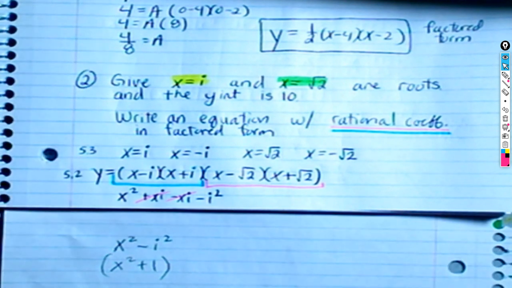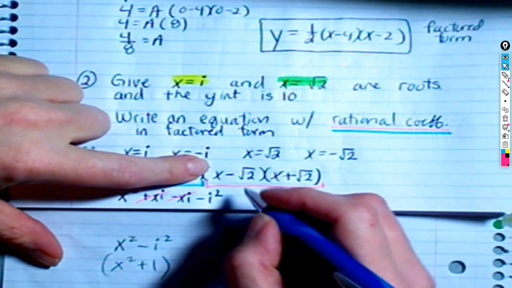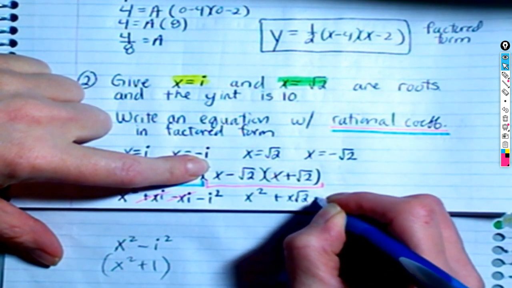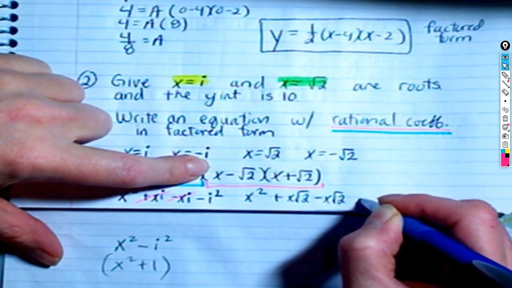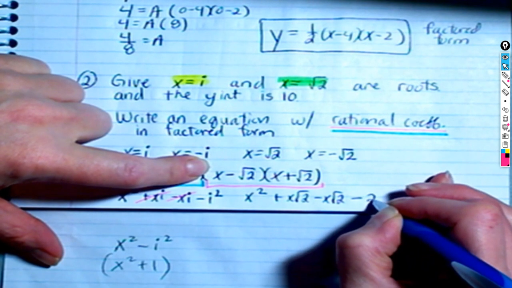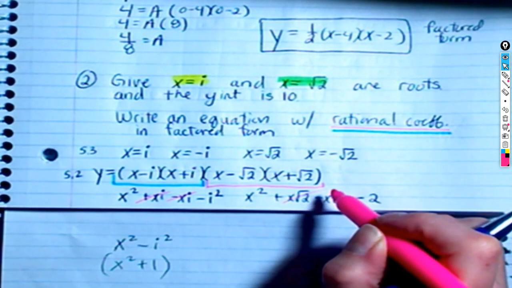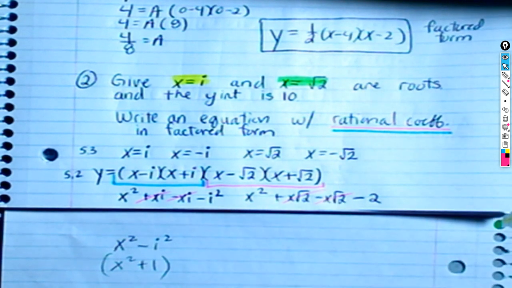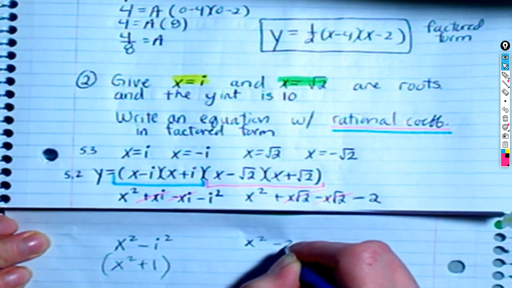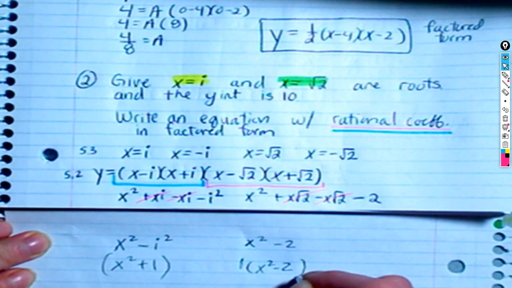Now, I'm going to do, okay, this one. First, outer, inner, last. Okay, root 2 times root 2 is 2. And conveniently, as expected, I am left with x squared minus 2. Okay, this is my factor, x squared minus 2.